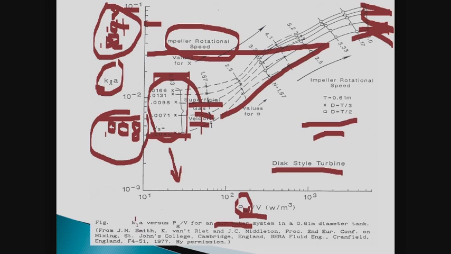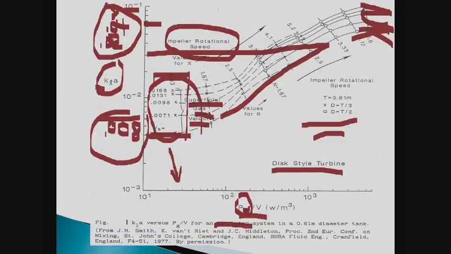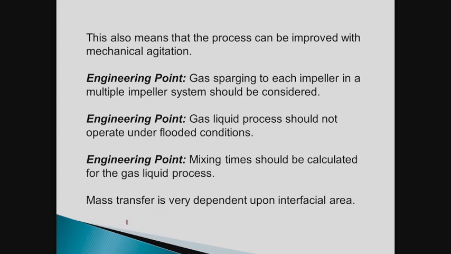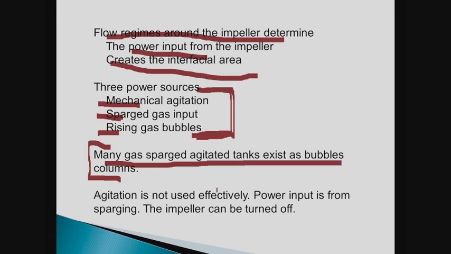Anyway, let's see what slide we've got next. Let's go back and collect that up a bit. So we have three regimes: gas sparging, where you have rising gas bubbles, and mechanically agitated. And to be quite honest with you, this is a dirty little secret. Many gas sparged agitated tanks exist as a bubble column.